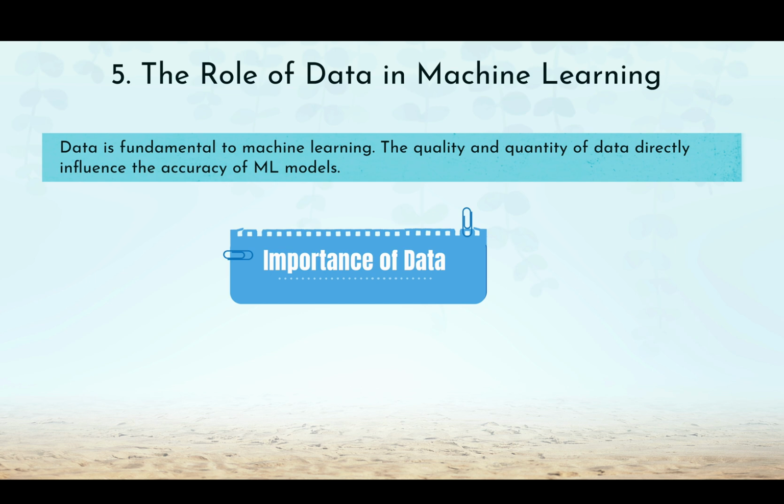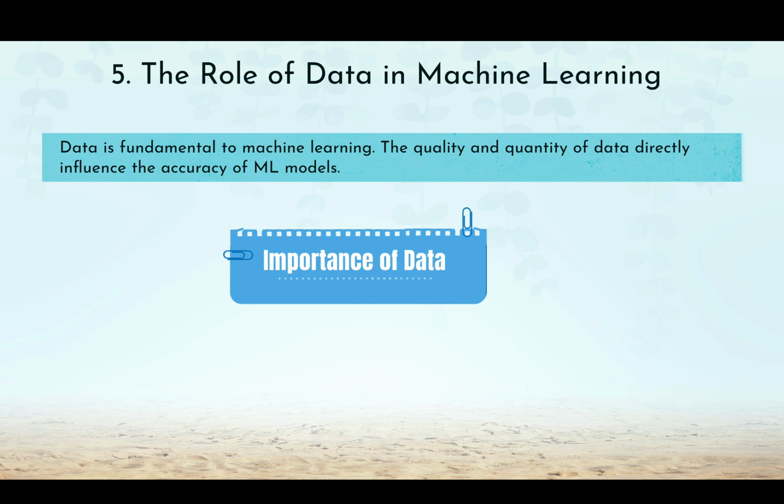Data plays a crucial role in machine learning (ML) as it serves as the foundation on which models are built and trained. The performance and accuracy of an ML model are directly influenced by both the quality and quantity of the data. High quality data that's clean, well labeled, and relevant allows the model to learn meaningful patterns and make accurate predictions. On the other hand, if the data is noisy, incomplete, or biased, the model's performance will suffer.